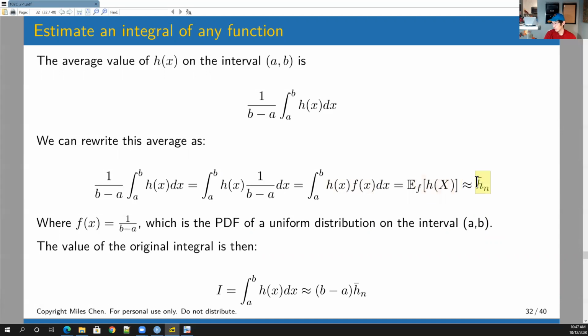So this is just our Monte Carlo estimator if we draw values from the uniform distribution on this interval a to b. If this is the average value here, then the integral of this entire thing can be estimated by taking the width of that interval, b minus a, times h bar sub n. Is that all right? Whatever integral you have, you can estimate this and then multiply it by the width of the interval.